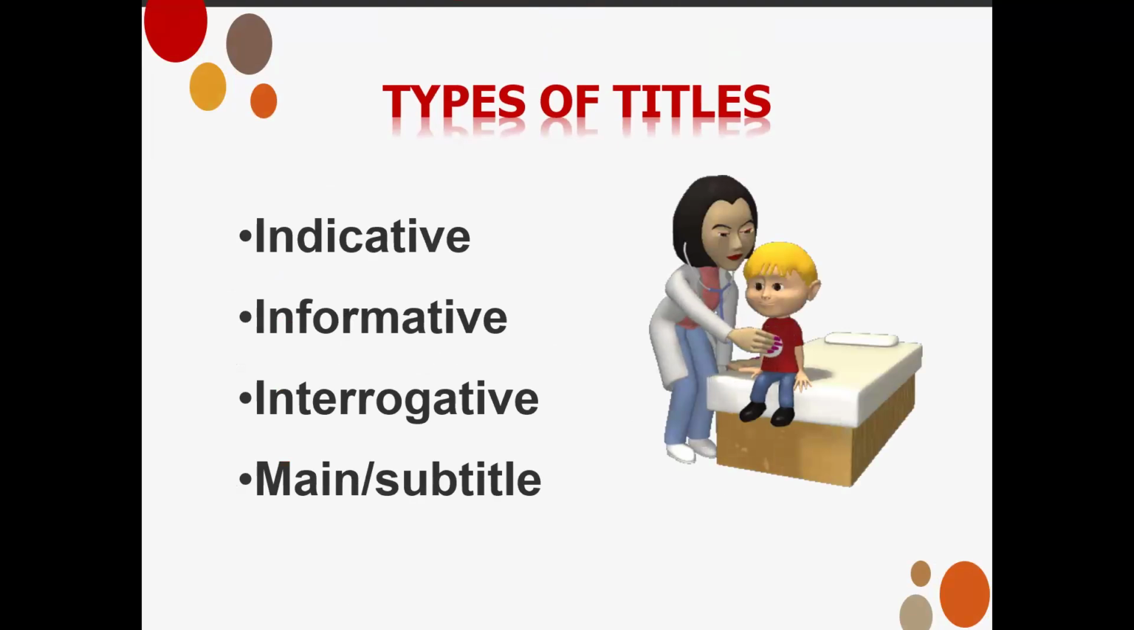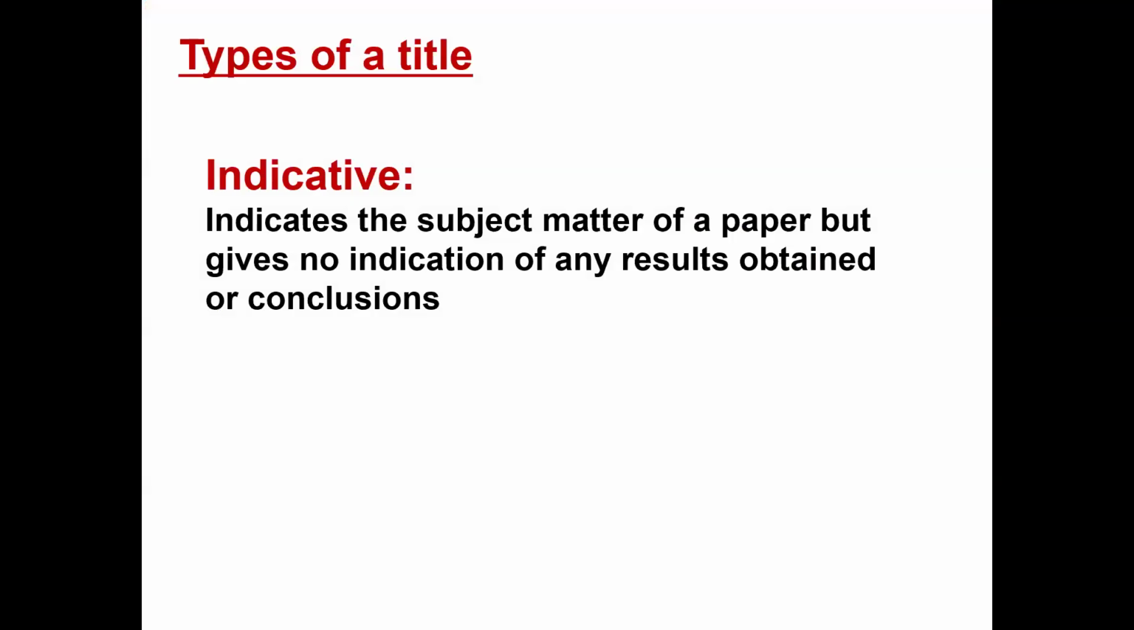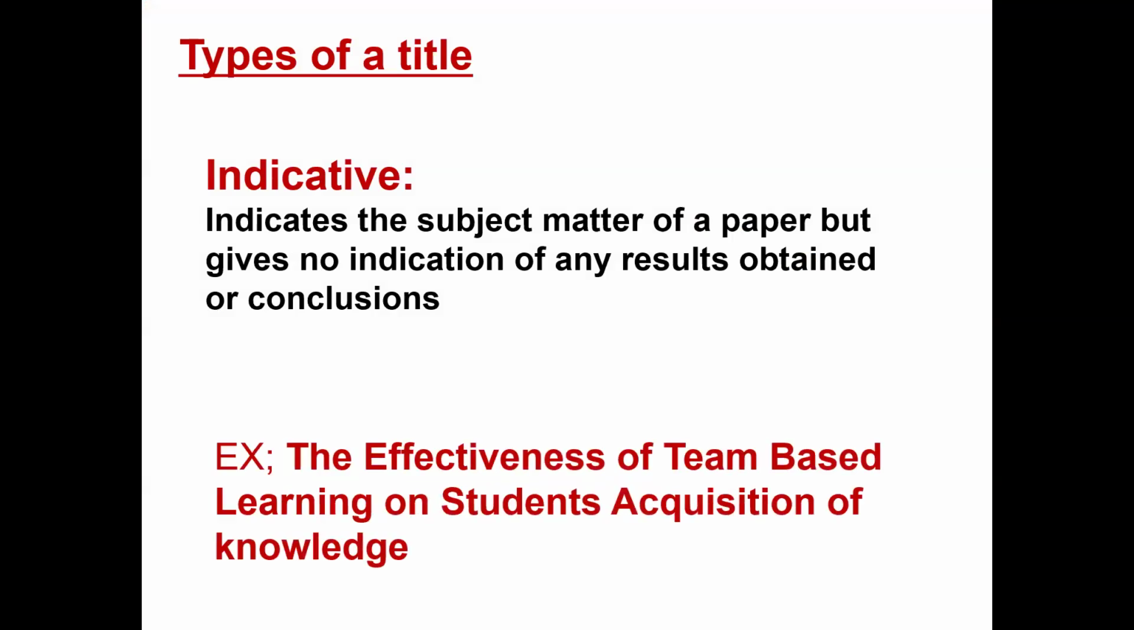We have the indicative title, the informative, the interrogative one, and the main title and subtitles. You can choose whichever one according to your preference and what you find more attractive to your readers. Let us give an example of the indicative title. The indicative title indicates the subject matter of the paper, but it doesn't give any indication of any part of your result.